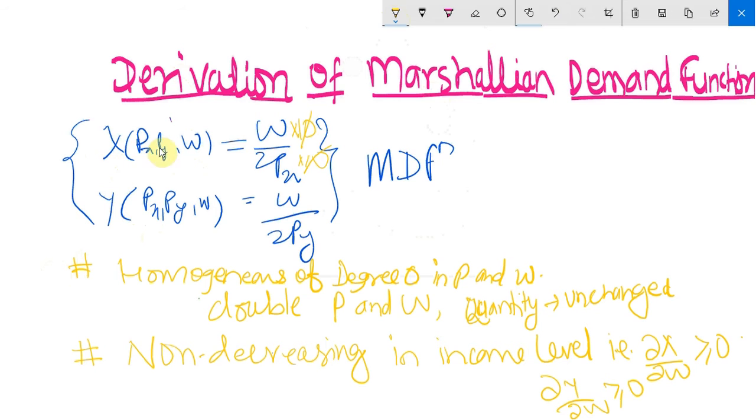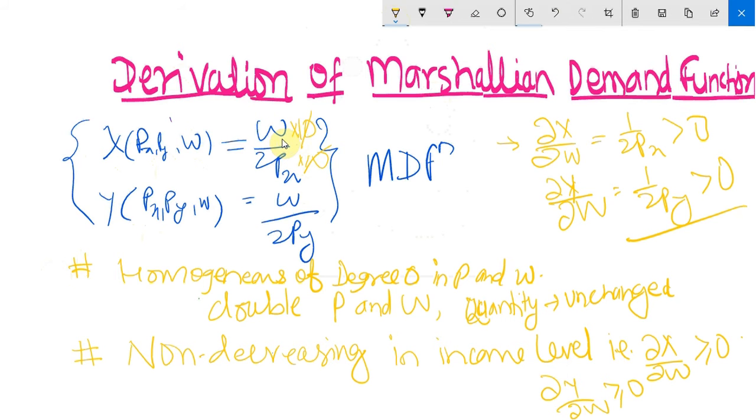So we can find the derivative here to validate this. So del x over del w is 1 over 2px, which is greater than 0, and del y over del w is 1 over 2py, which is also positive. This means that with the increase in income, quantity demanded of y goes up and the quantity demanded of x also goes up.